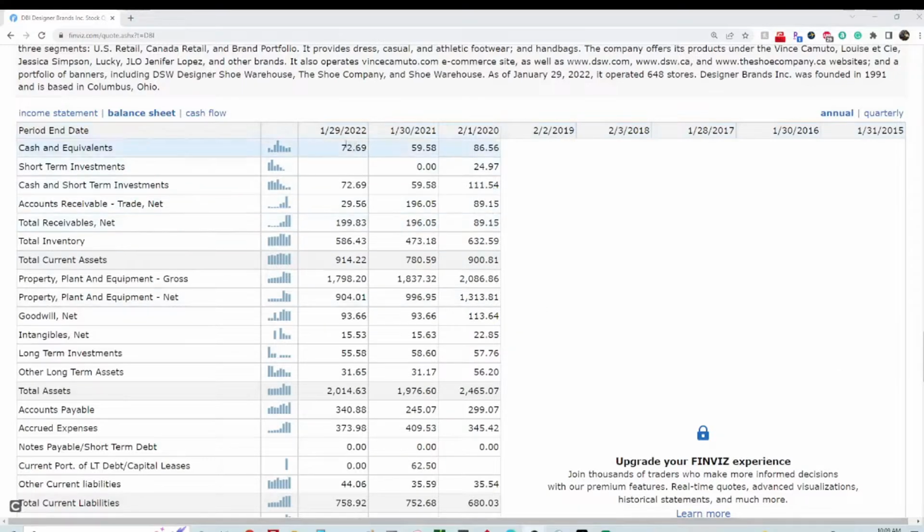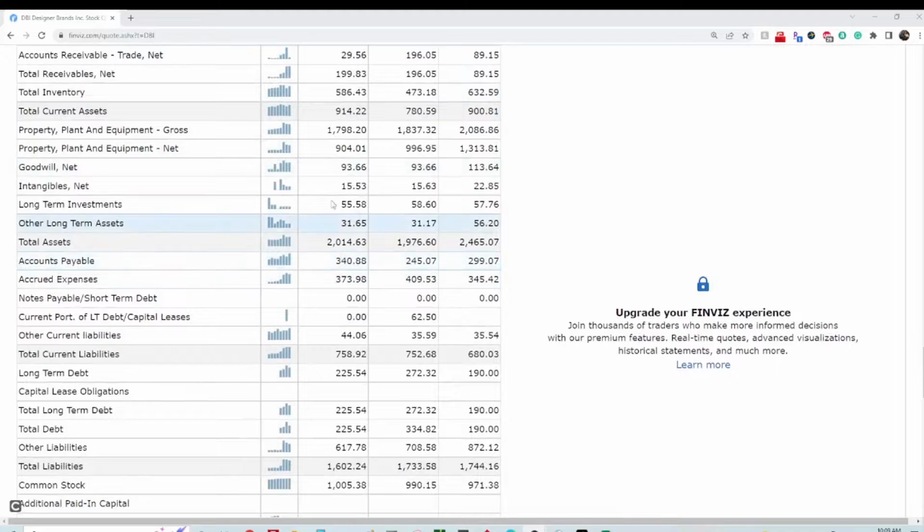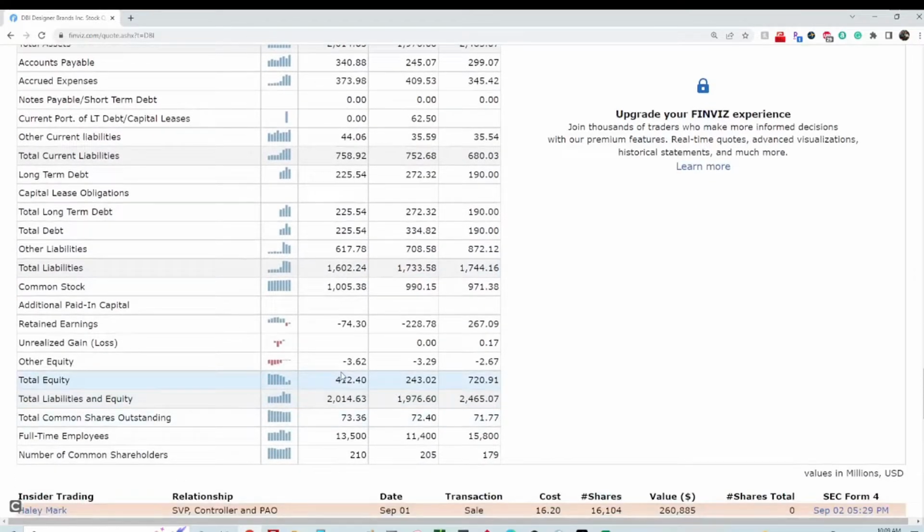That is another reason why I don't like using the trailing 12 months. So, yep, 72 mil cash, assets 914 mil, total assets 2 bill. That makes sense, 2 billion. And then when we go down to total liabilities, they have 1.6 billion. So they technically have around 412 million in equity. So that's okay.